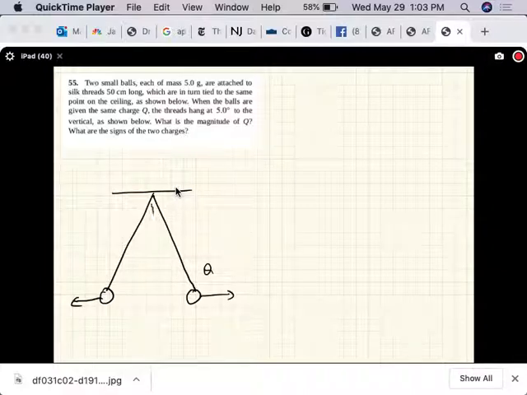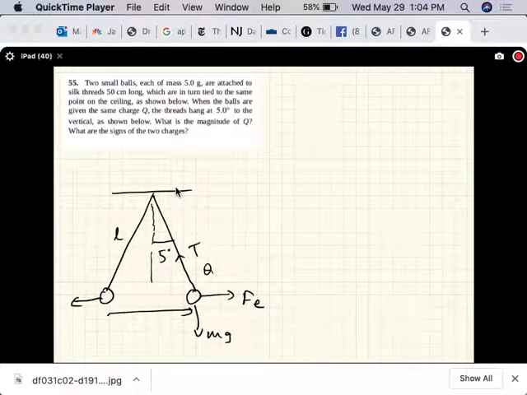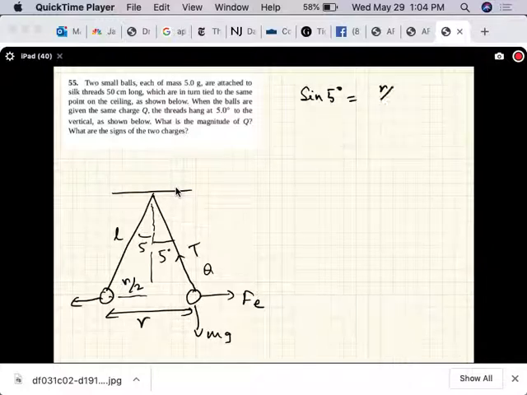Okay, so here's the diagram. This is 5 degrees. Here's mg, and here's the force of repulsion, and there's the tension in the string. This is L. What we'll need is this distance R. This is 5 degrees. So sine 5 degrees is R by 2 divided by L. So R is 2L sine 5.